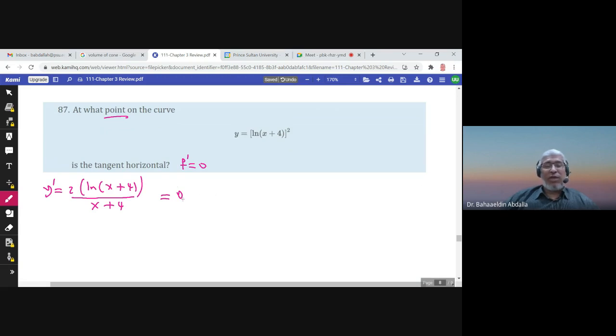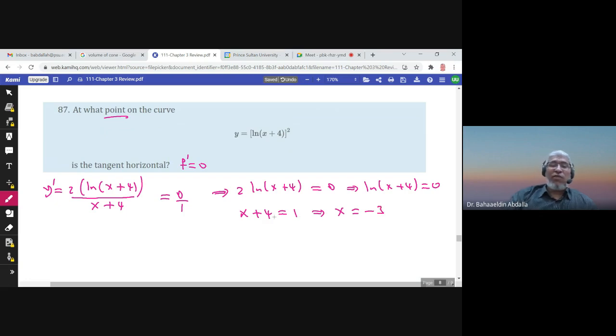Tangent is horizontal. Now, if you multiply cross product, okay, then 2 ln(x plus 4) would be equal to 0, or ln(x plus 4) is 0 if I divide by 2. And raising both sides to the base e, I will have x plus 4 equals e to the power 0, which is 1. So x is 1 minus 4, which is negative 3.